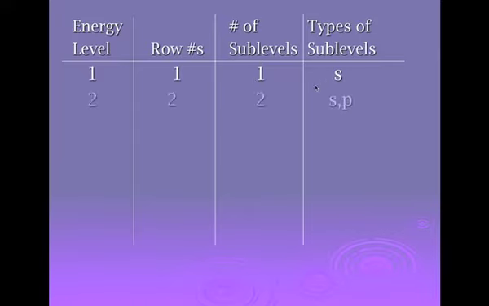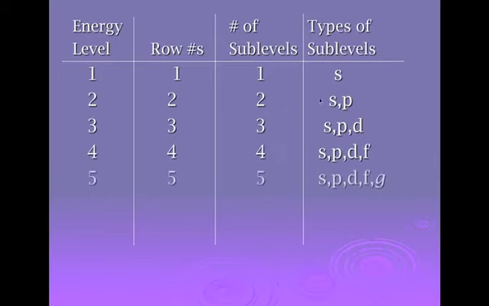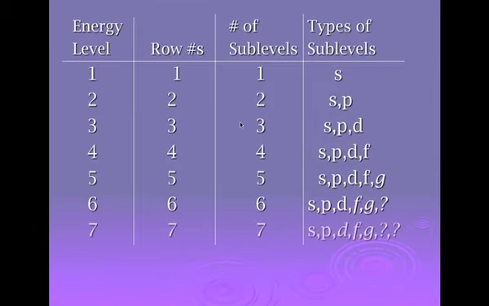And I'm just going to get this up here, and then I'll talk a little bit. Energy level 2 corresponds to row 2. There are 2 sublevels, and it's S and P. Moving on, 3 and 4, they pretty much make sense in that all the numbers match up. And it continues on, but at energy level 5, 6, and 7, you get some interesting situations going on here.